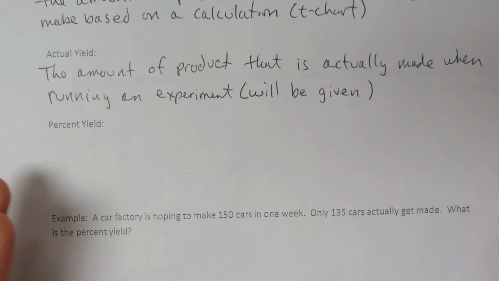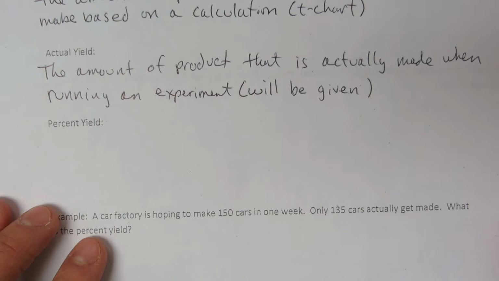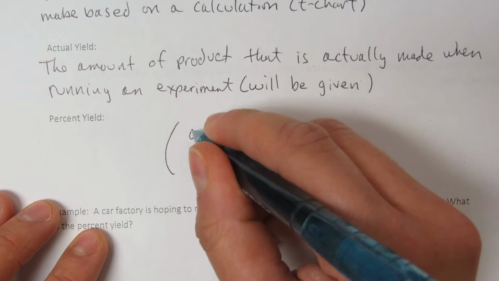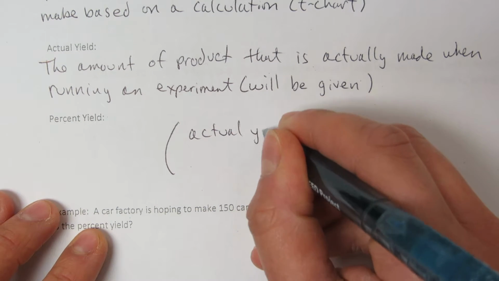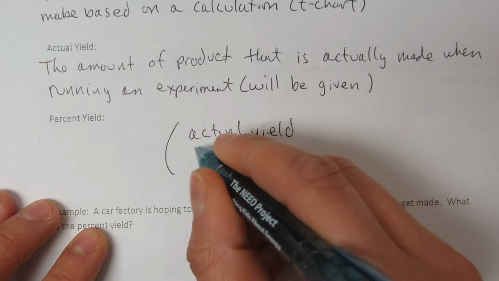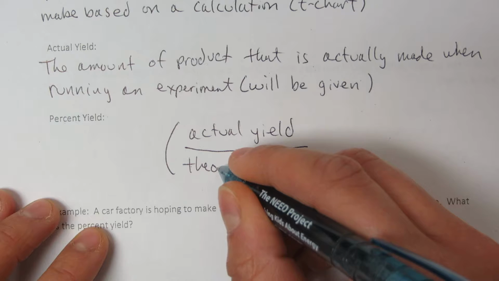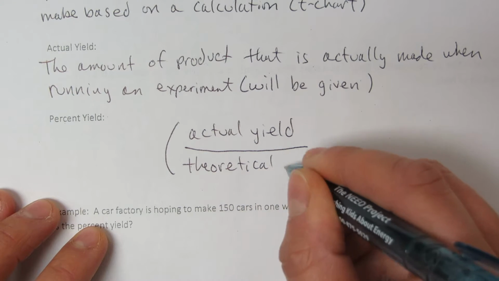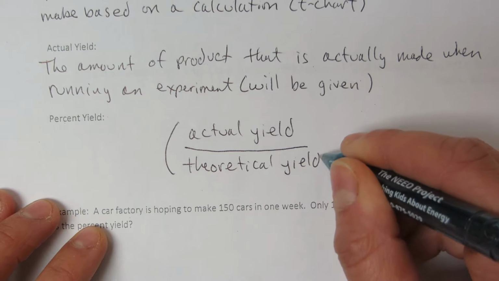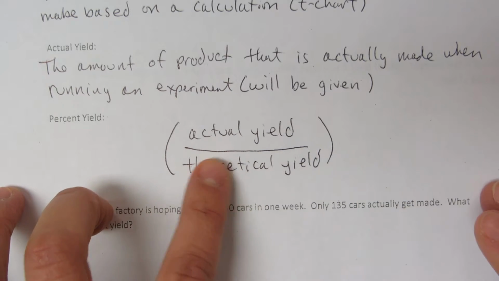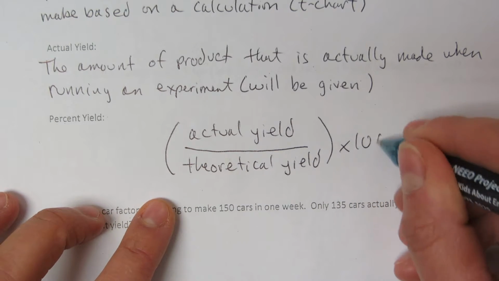So percent yield is comparing the two, the actual yield to the theoretical yield. You would take the actual yield, what you got in the laboratory setting, and divide it by what you thought you were going to get based on your calculation, the theoretical yield. And to make that a percent, because this will be a decimal number, you multiply by 100.